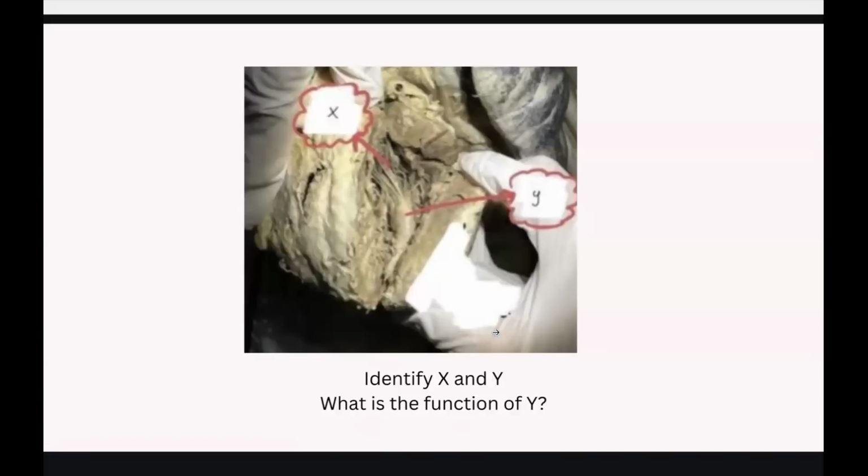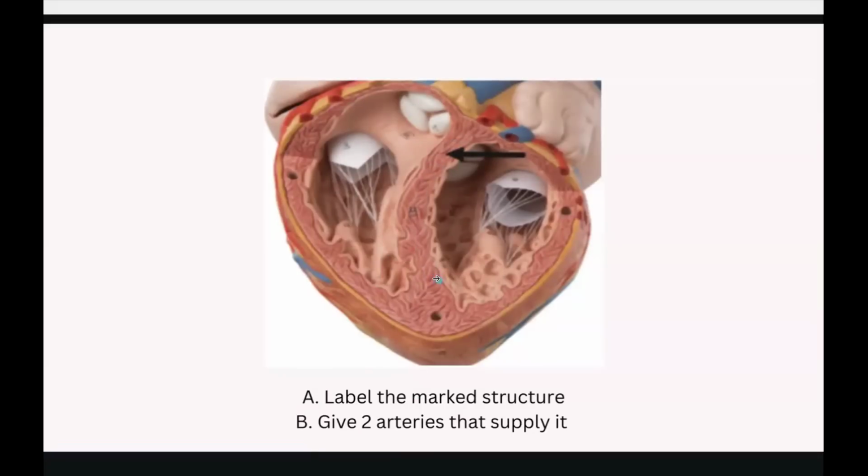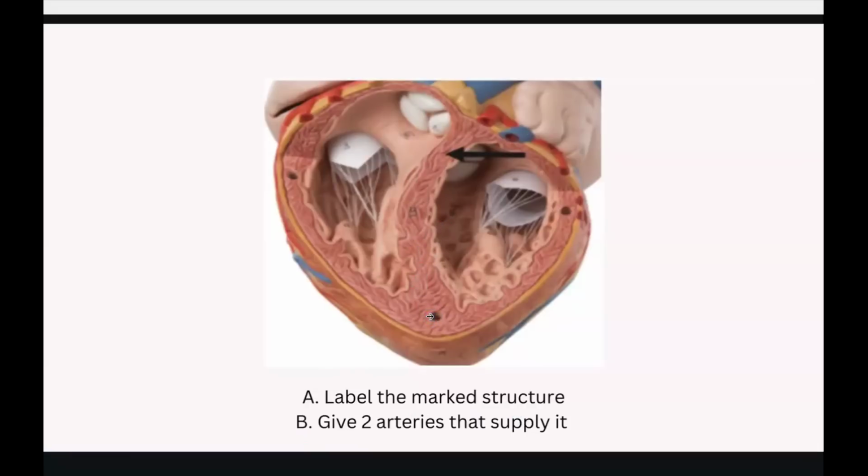Okay, perfect. Okay, so label the marked structure. What is this here? Does anyone know? Interventricular septum. Yep, perfect. So these are the two ventricles, and this is the interventricular septum. So what are two arteries that supply it? The PIA and the LAD. Amazing. Just for bonus, which one supplies the anterior, which one supplies the posterior? Anterior is supplied by LAD and the posterior is by PIA. Perfect. Thank you so much.